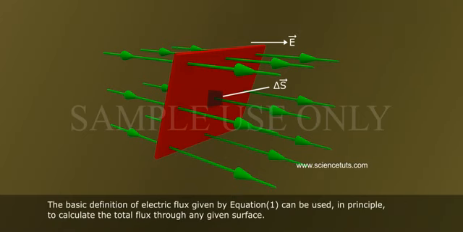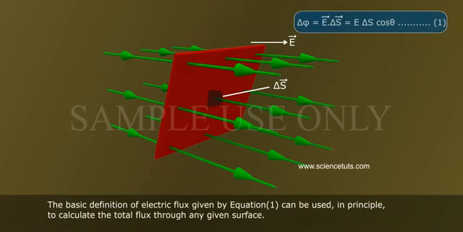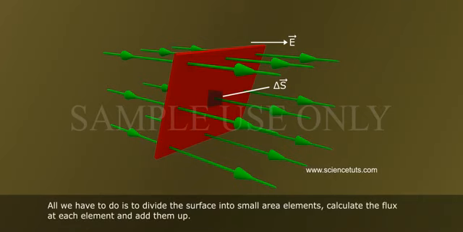The basic definition of electric flux given by equation 1 can be used in principle to calculate the total flux through any given surface. All we have to do is to divide the surface into small area elements, calculate the flux at each element and add them up.